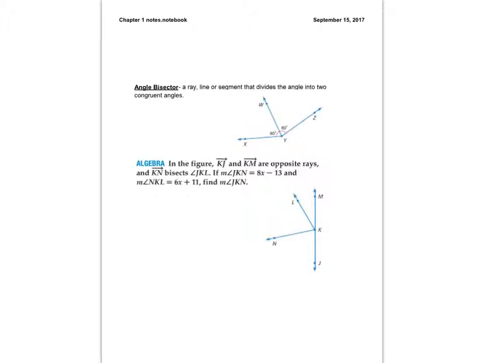An angle bisector is a ray, line, or segment that divides the angle into two congruent angles. So here we have angle XYZ. YW is the bisector. Therefore, these two angles are congruent, and you can see they have the same measure. Okay, so in the following figure, KJ and KM are opposite rays.